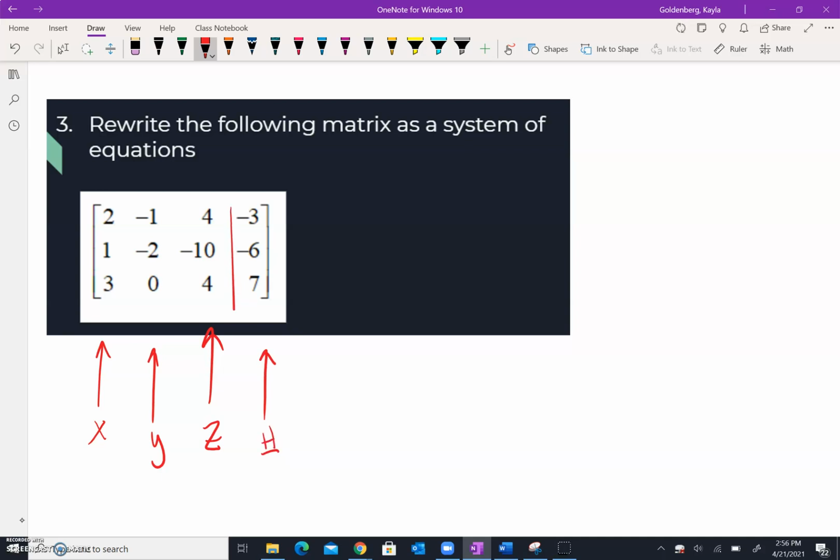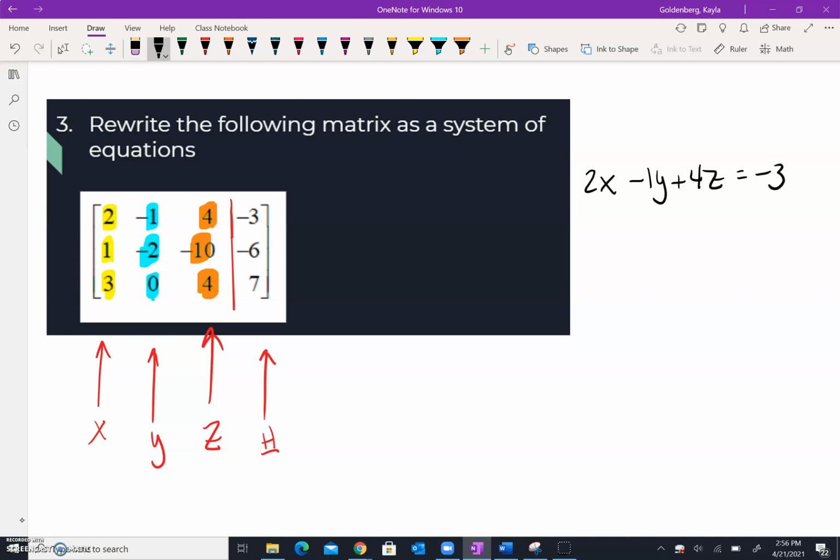And sometimes we have a little line to kind of separate those. So this system works by taking your coefficients. So these are all your x's. These are all your y's. And then the last one here is your z's. So for instance, if I was writing this as a system, I would write the first row as 2x minus 1y plus 4z is equal to -3.